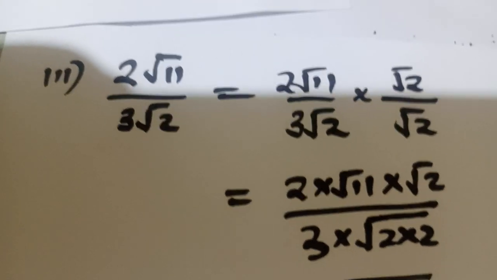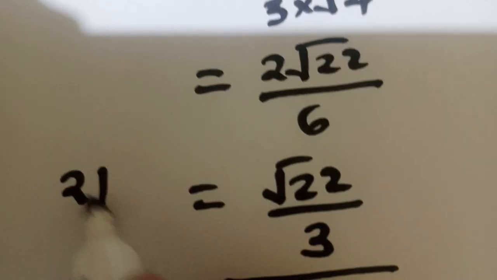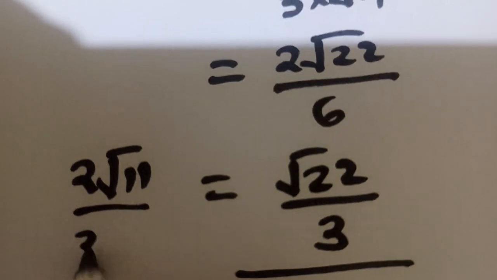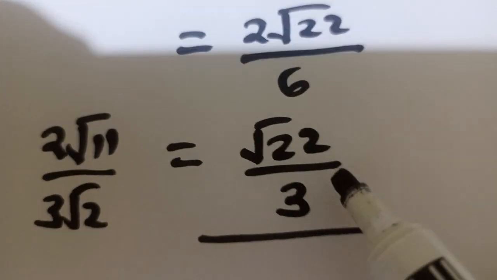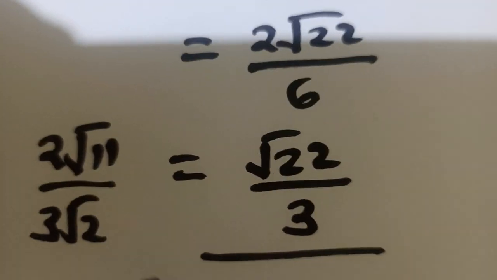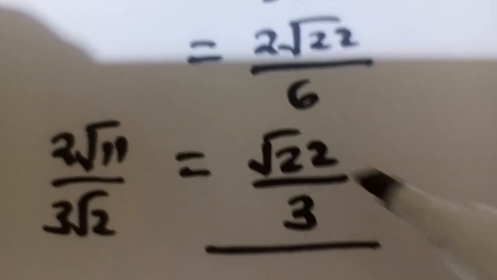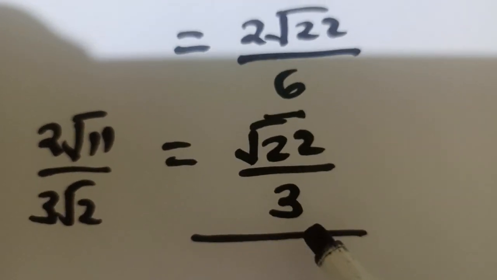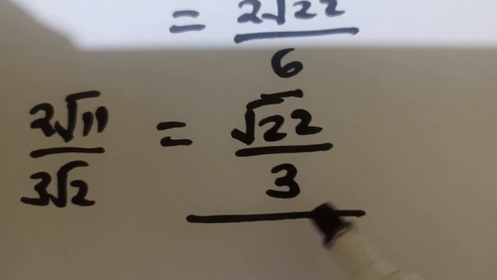Remember the original fraction is what we had there as 2 root 11 over 3 root 2. So it reduces to this, and you see this is what we have with the rationalized denominator. The meaning has not changed of this fraction, only the appearance has changed. Reason, we have rationalized the denominator.